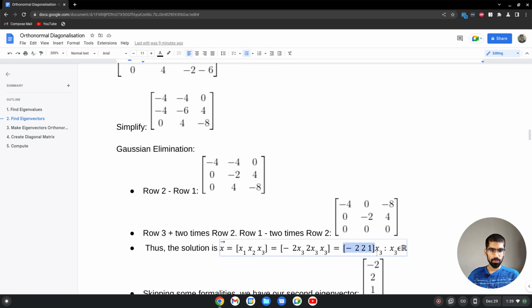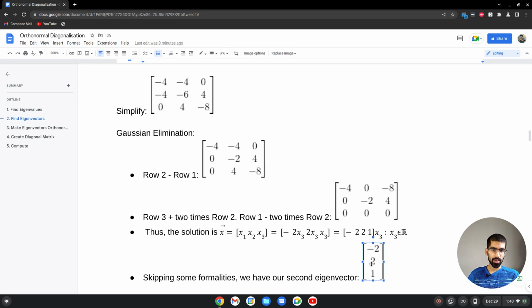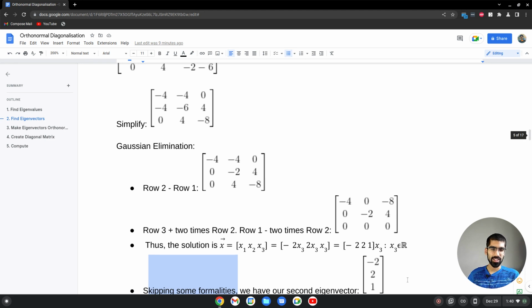We simplify, factor out, and then we have our second eigenvector. Note that technically I should be calling this the eigenspace, declaring all that, and then declaring that this vector is the basis of the eigenspace, and that's why it's an eigenvector. So I'm just skipping some formalities, but whatever. We have our second eigenvector.